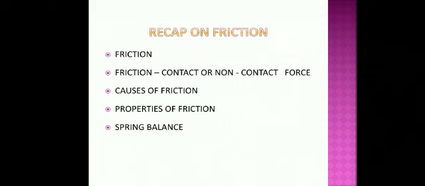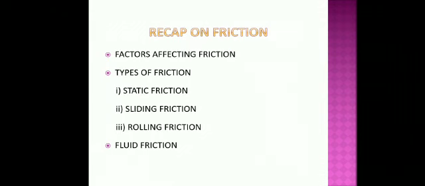Already I said in the definition itself, friction is always in the direction opposite to the direction of motion, and friction easily wears off the surface of contact of two bodies. And also friction tries to prevent movement. Sometimes it tries to stop the body also. Spring balance. Spring balance is a device used for measuring the force acting on an object.